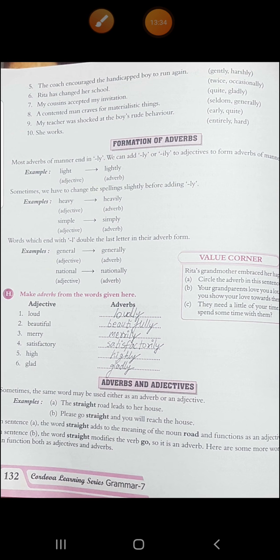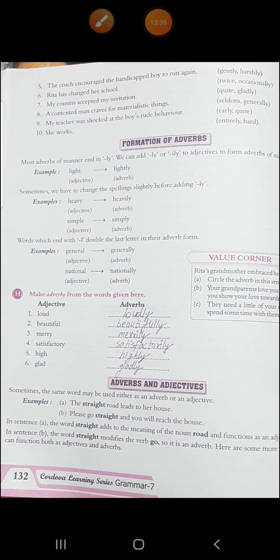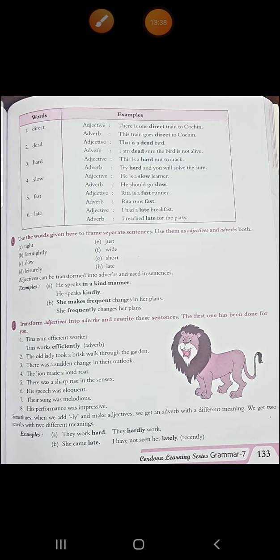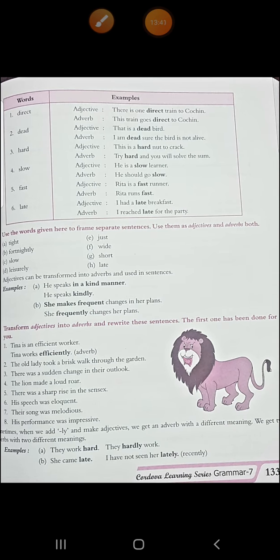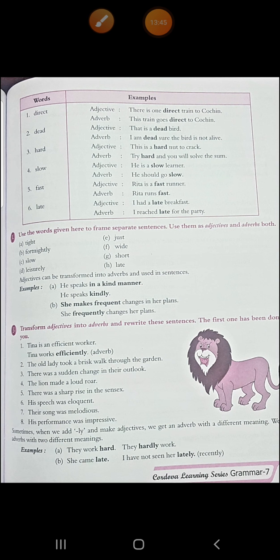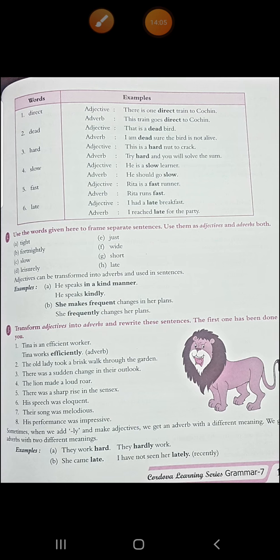Here are some more words which function as adjective and adverbs both. See here. See the word direct. How is it used as adjective? See, there is one direct train to Cochin. Direct train, it is modifying train. Train here is a noun, so it is adjective. Then see the second one, the train goes direct to Cochin. It is modifying the word goes, which is a verb, so it is adverb. Same thing is for dead. This is a dead bird.